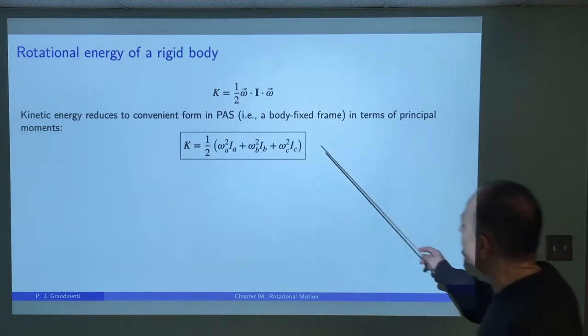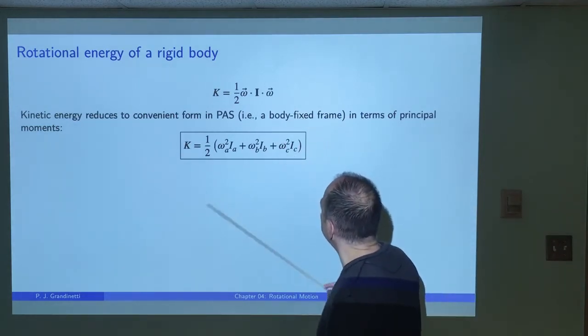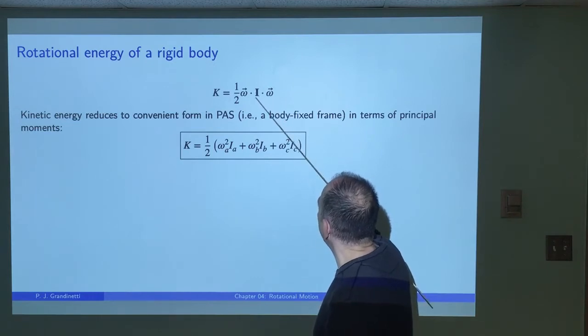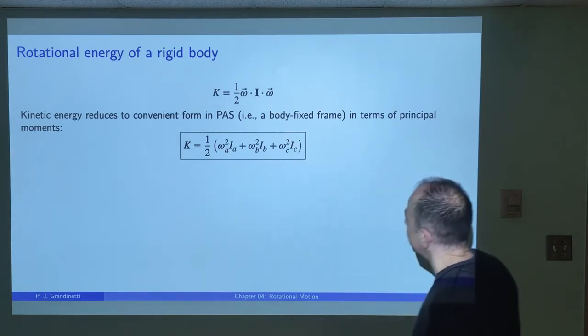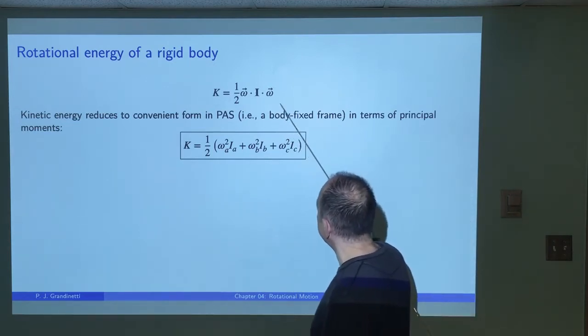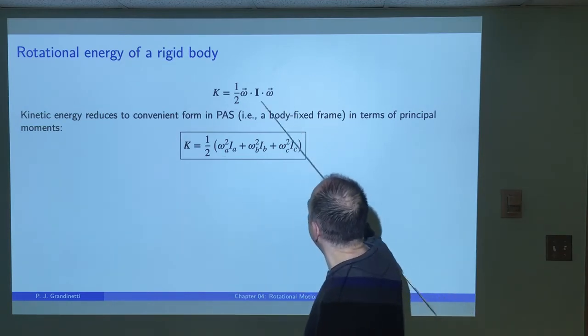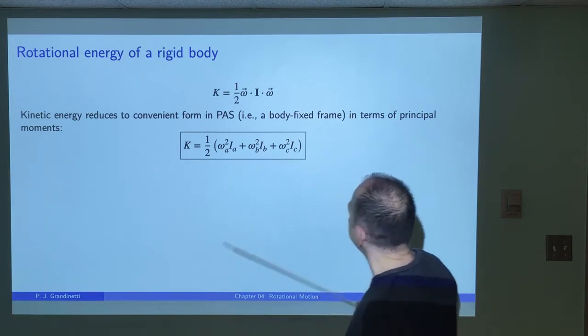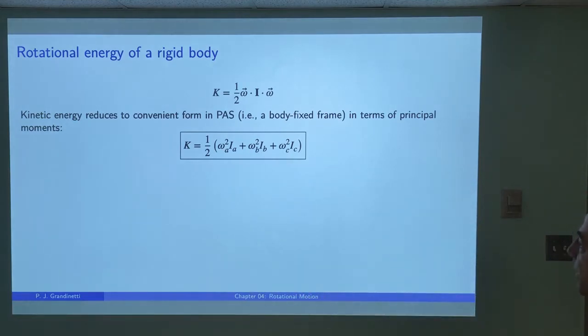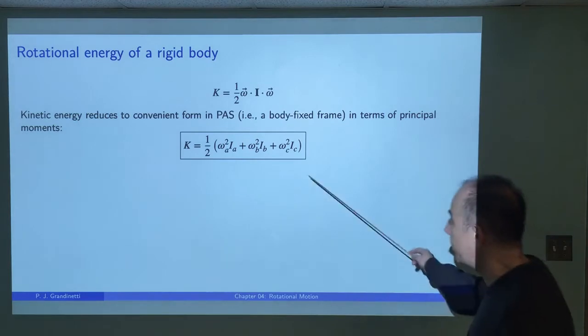Let's take this expression and let's rewrite it using the moment of inertia tensor in the principal axis system. So if we're in the principal axis system, the kinetic energy expression would look like this. And now omega A, omega B, and omega C would be the components of the angular velocity vector in the principal axis system.